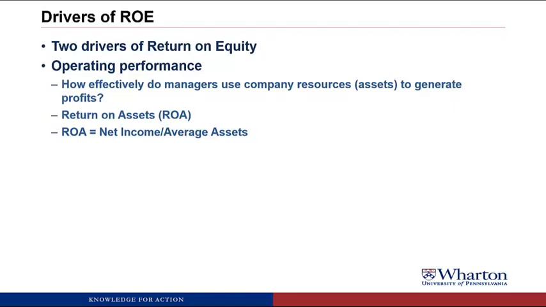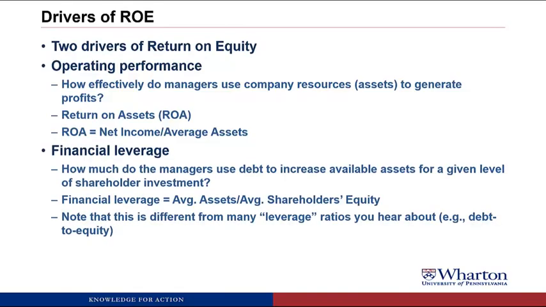So what it tells you is for each dollar of assets the manager has to play with, how much net income do they generate? The second driver is financial leverage. This answers the question, how much do the managers use debt to increase available assets for a given level of shareholder investment? Financial leverage is defined as average total assets divided by average stockholders' equity. So for each dollar of stockholders' equity, how much assets does the company have?